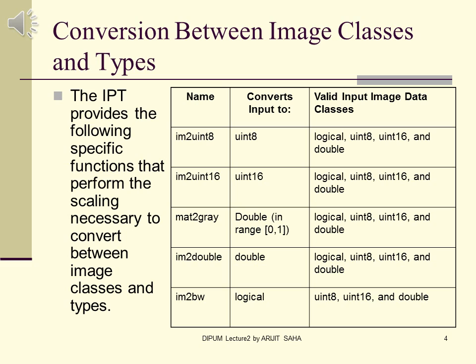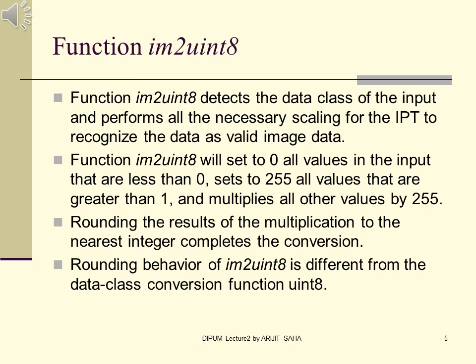The IPT, or Image Processing Toolbox, provides the following specific functions that perform the scaling necessary to convert between image classes and types. The names are im2uint8, im2uint16, mat2gray, im2double, and im2bw. Function im2uint8 detects the data class of the input and performs all the necessary scaling for the Image Processing Toolbox to recognize the data as valid image data.